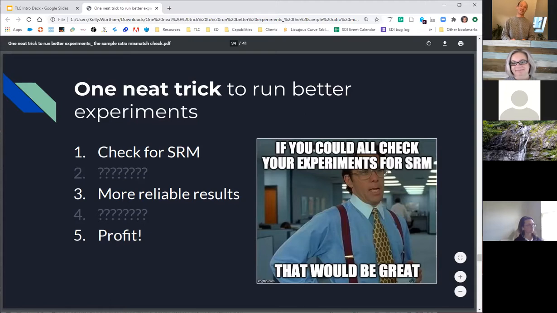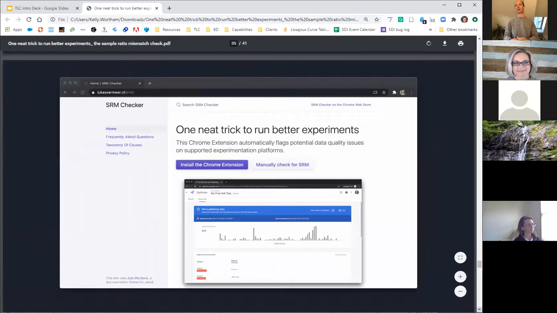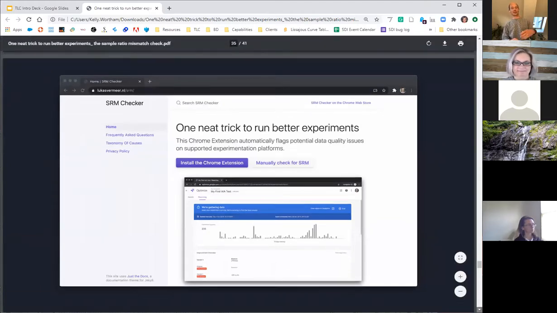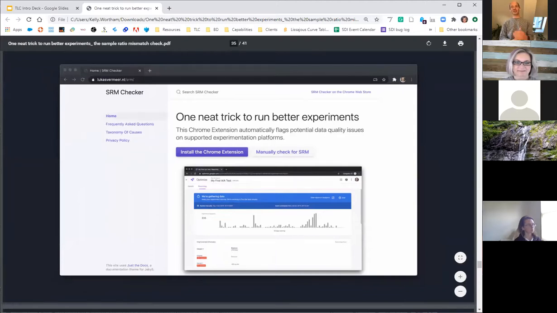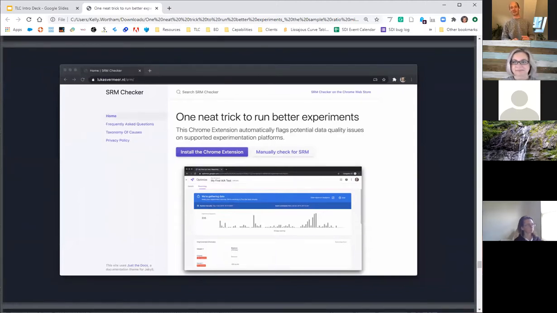Now, to try and make life a little bit easier for people, I have been working on a plugin for Chrome that adds SRM checking automatically to platforms that don't yet support it. As I said, the only thing we really need to do an SRM check is the counts for the number of people in each condition. And that is often shown on experiment reports. So it's fairly easy to scrape the web page and just add SRM checks to platforms that already exist.